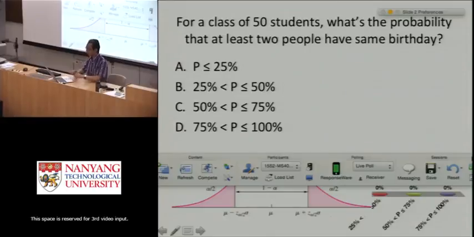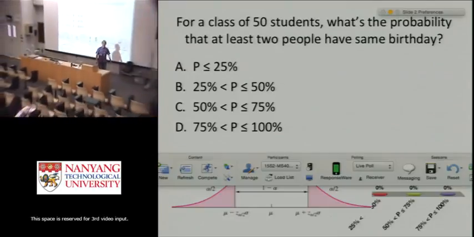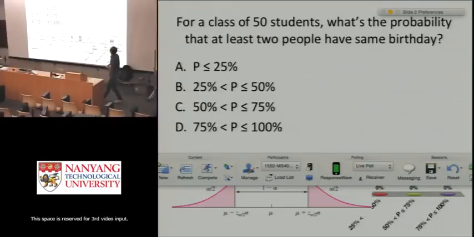We don't need the figure. So this is the question. For a class of 50 students, what is the probability that at least 2 people have the same birthday? A, smaller or equal to 25. B, between 25 and 50. C, between 50 and 75. D, between 75 and 100.